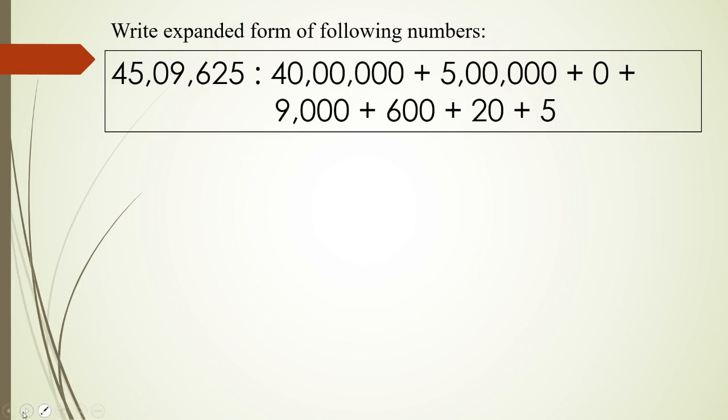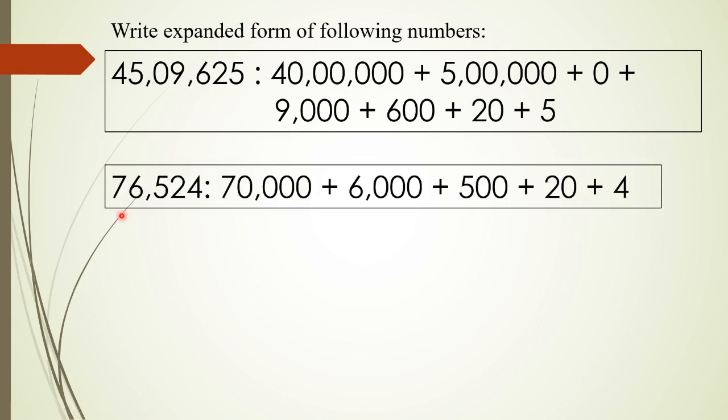Now next, this is a simple number, 76,524. So the place value of 7 is 70,000, plus the place value of 6 is 6,000, plus the place value of this 5 is 500, plus 20 plus 4. So very simple, just go on adding the place values of the given numbers.